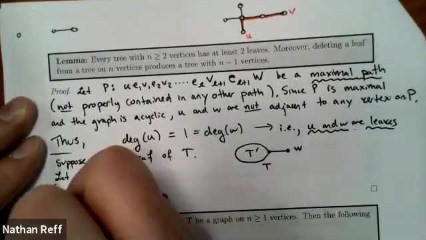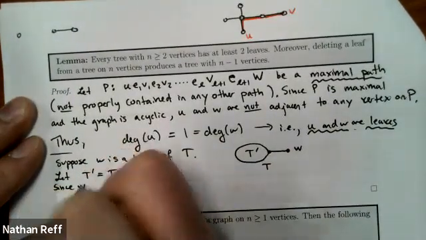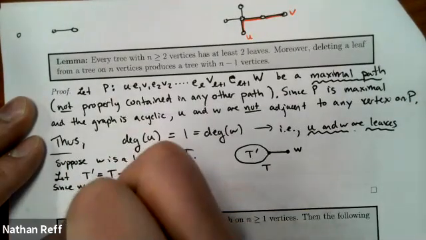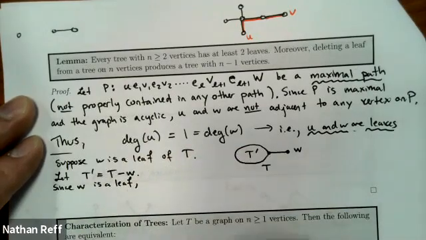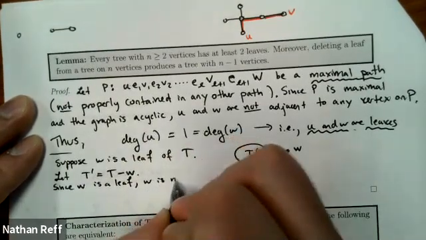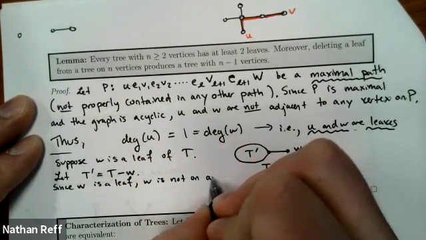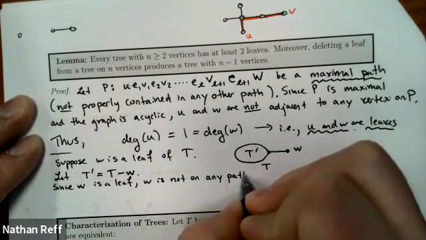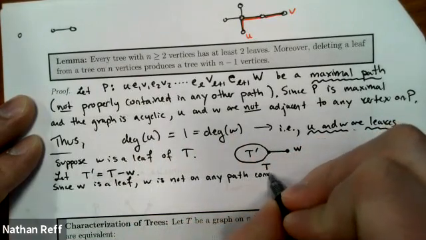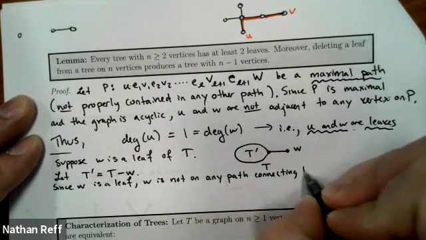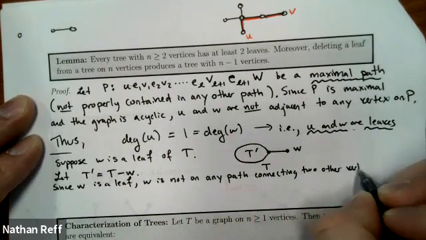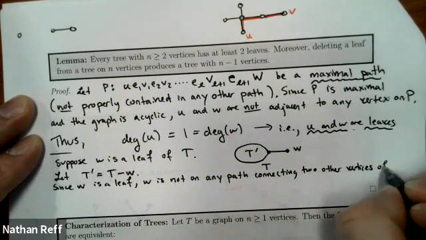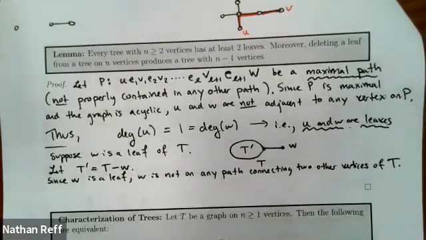Now, what can we say? Since W is a leaf, W is not on any path connecting other vertices of the original tree. Do you agree with that?